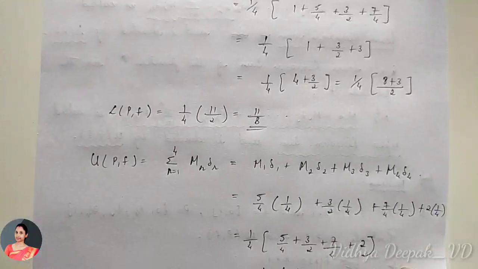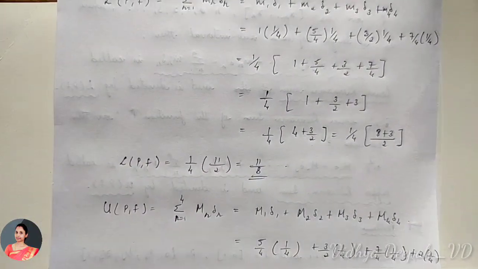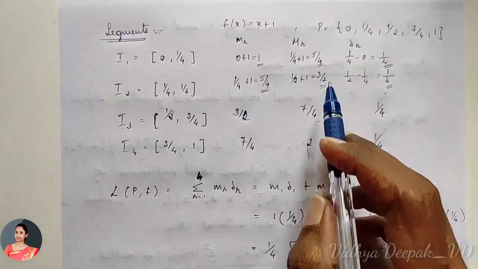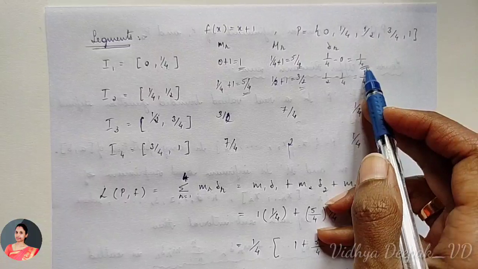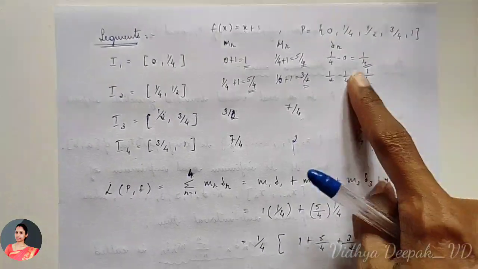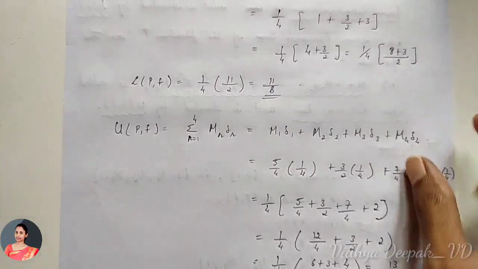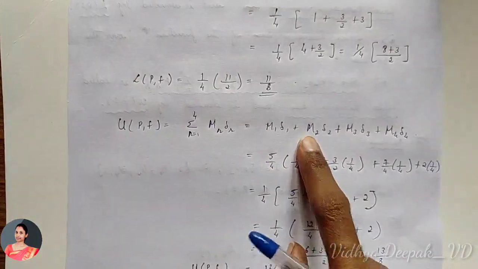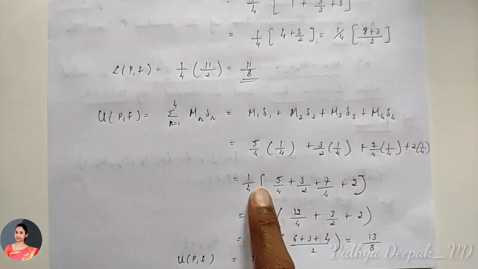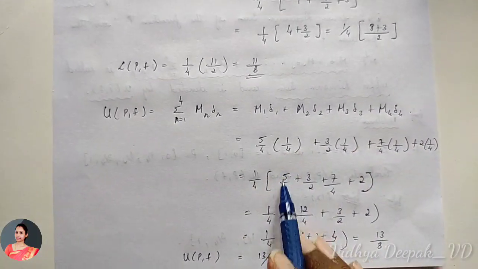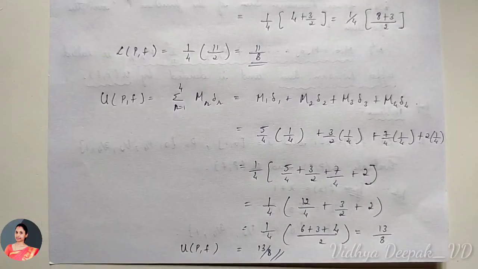Upper Riemann sum, likewise we have the supremum values. So we will take the supremum values, that is 5 by 4, 3 by 2, 7 by 4, 2, and the interval length is 1 by 4, the same in this case. So we have 5 by 4 into 1 by 4 plus M2 value into delta 2, M3 delta 3, M4 delta 4. Substituting, taking 1 by 4 common outside, the remaining is this. Simplifying, we will get 13 by 8, which is your upper Riemann sum.